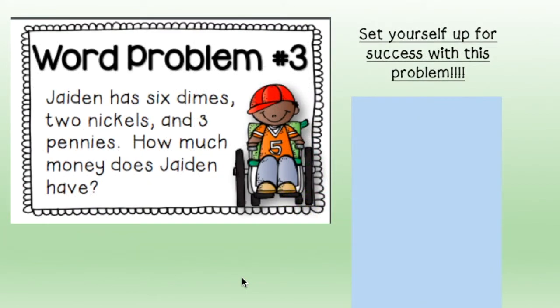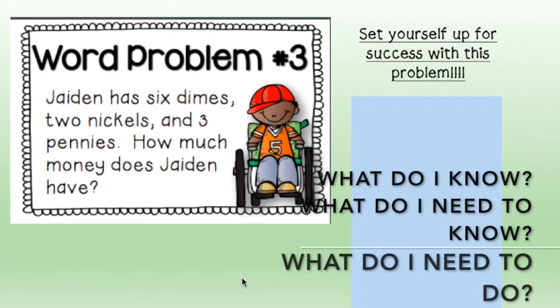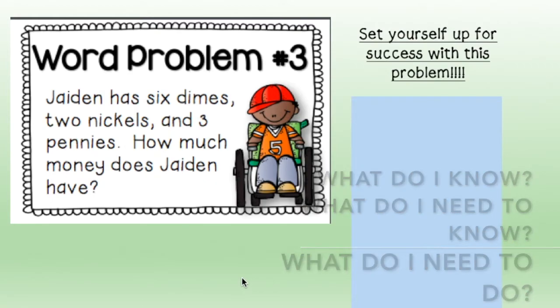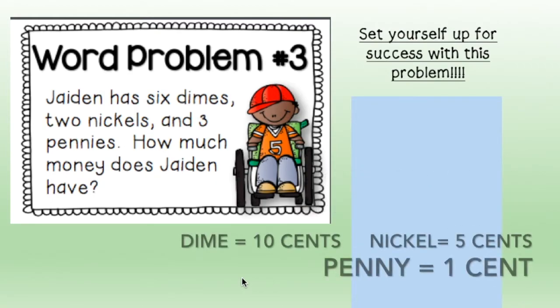Word problem number 3. Jaden has 6 dimes, 2 nickels, and 3 pennies. How much money does Jaden have? So let's set ourselves up for success with this problem. Let's think about what we already know, what we need to know, and what this problem is asking us to do. If I look at this, I know how much a dime, a nickel, and a penny is worth. I know a dime is worth 10 cents, a nickel is worth 5 cents, and a penny is worth 1 cent.